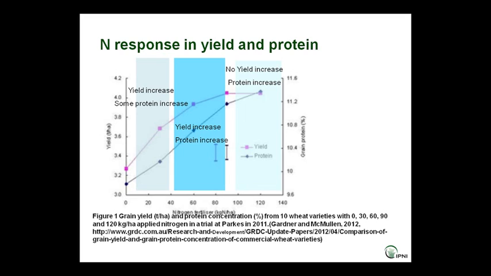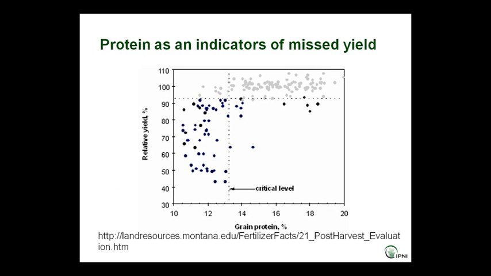We have this view about nitrogen response and protein response, and that is that as yield increases, you get some protein increase as you put more fertiliser on. As you get a bit more, you get another yield increase, maybe not so big, but a protein increase. And then once your yield has been satisfied, you get a protein increase after the yield. That also applies in terms of timing. The other thing protein tells us is where we are in terms of what we've left on the table. This is some data from Montana on grain protein versus relative yield.